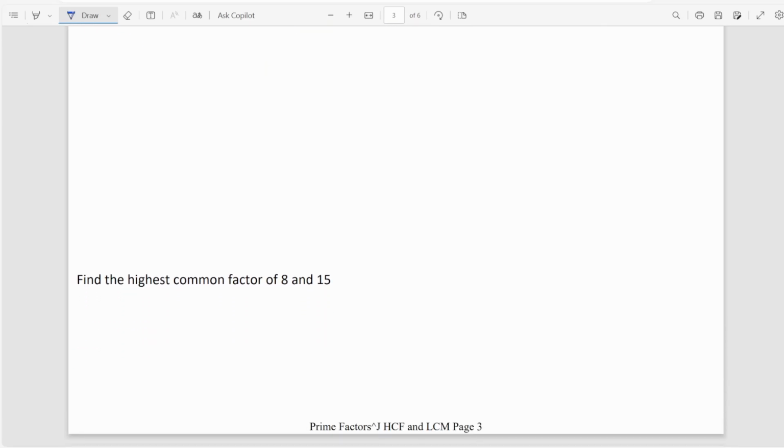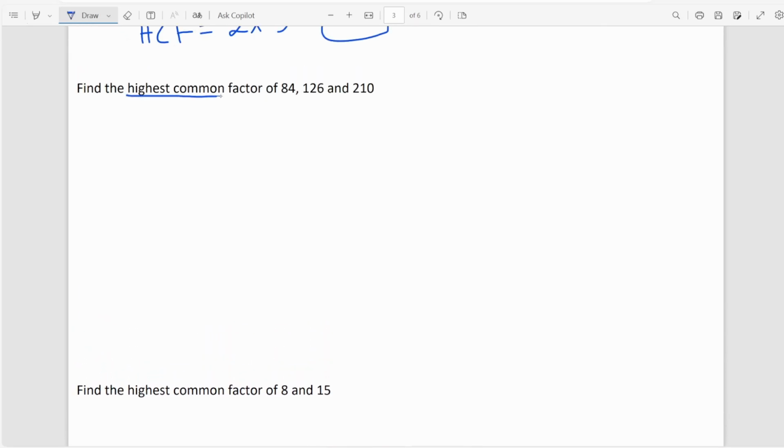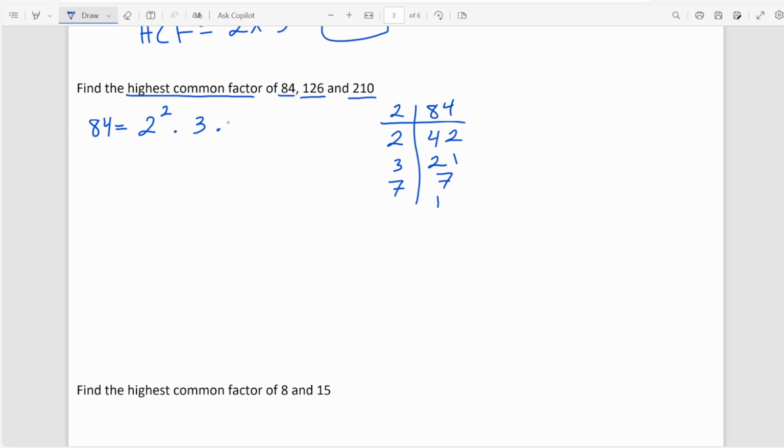Now let's take a look here. I want to solve the highest common factor of 84, 126, and 210. So this is interesting. We have three numbers, but the process is still the same. So I will go ahead and write 84 over here, and I will put 2. This gives us 42. Another 2 gives us 21. 3 gives us 7. And 7, and get 1. So 84 is equal to 2 to the power of 2 times 3 times 7.